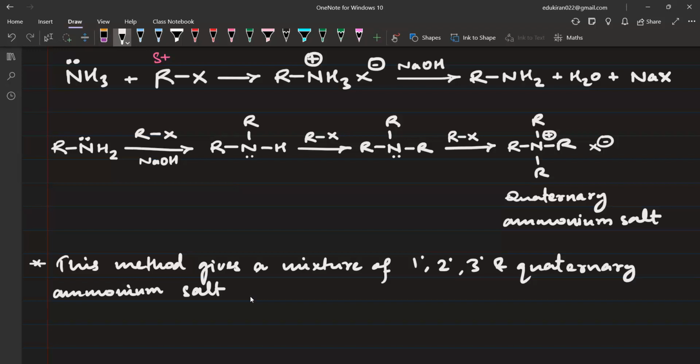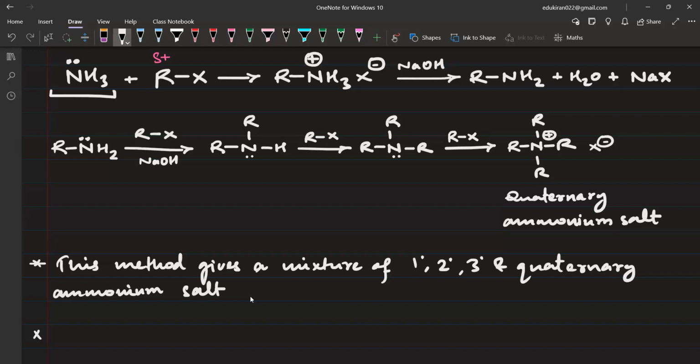There will be no alkyl halide remaining after even 1 second. Quickly the reaction will be over. And even if, let us suppose, alkyl halide is remaining, the amount of primary amine that will be formed will be so much less compared to the ammonia that we are having. So if you take excess of ammonia, then only ammonia will be able to attack RX, statistically speaking, and you will get primary amine as the major product.